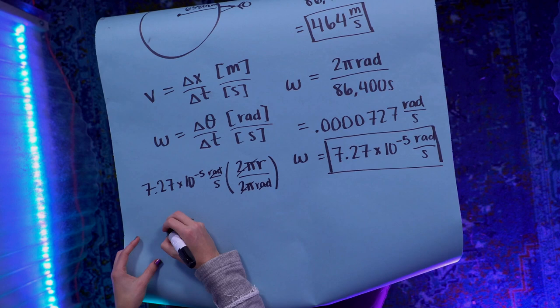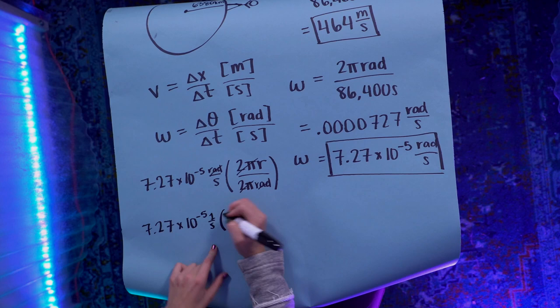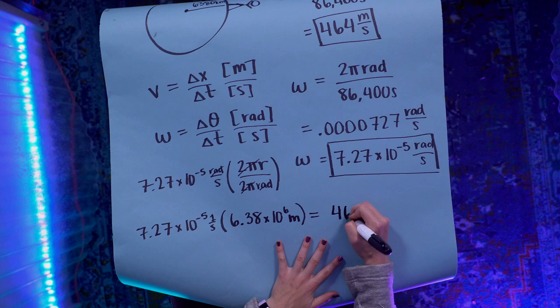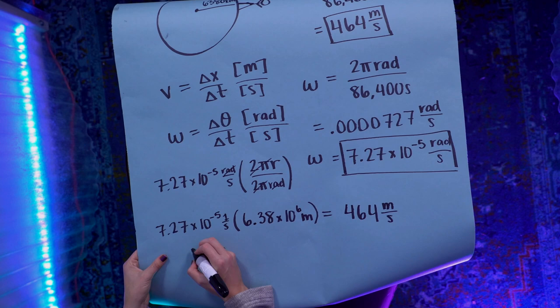And I get 7.27 times 10 to the minus 5. I've still got a 1 over seconds here, times my r, my radius, which is the same radius as above, 6.38 times 10 to the 6th meters. That's the radius of Earth. And that equals, do out this math, you get 464 meters per second. And we're back. And what we did here was omega times r, this was our radius, equals velocity.